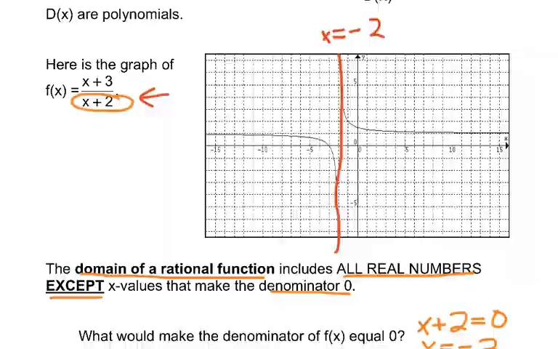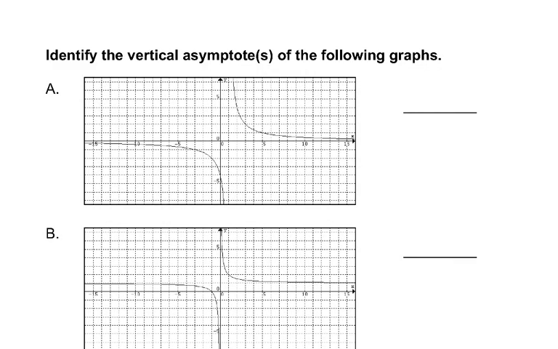All right. So what we're going to do is practice some of these, identifying our vertical asymptotes. We're finding the imaginary or invisible vertical line that our graph does not cross. So on A, it looks like it is at 1. So at x equals 1.